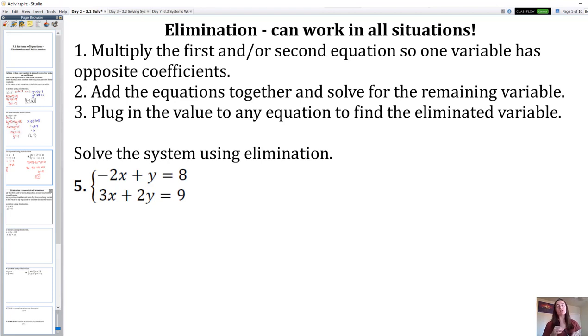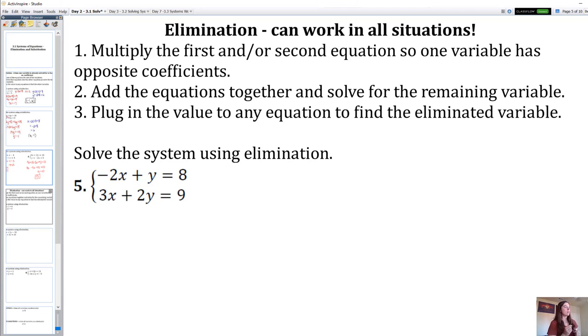Now let's look at examples using elimination. The first thing you're going to do when we're doing elimination is to multiply the first or the second equation so that one of the variables has opposite coefficients in both equations. Then we're going to add the equations together and solve for the remaining variable, and plug anything that we get from that back into one of the other two equations so that we can figure out our final variable.